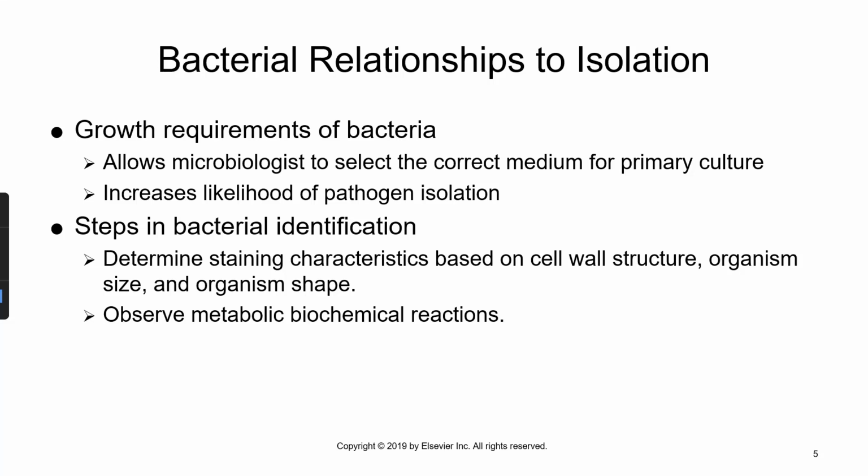The steps in bacterial identification: determine the staining characteristics based on cell wall structure. In other words, do a Gram stain, or we can do an acid-fast stain if we suspect Mycobacterium. Then organism size and organism shape. So if we know that it's super small and circular, we would call it a cocci. If it's elongated and more rod-shaped, we would call it a bacillus, and so forth. And then we can observe metabolic biochemical reactions.